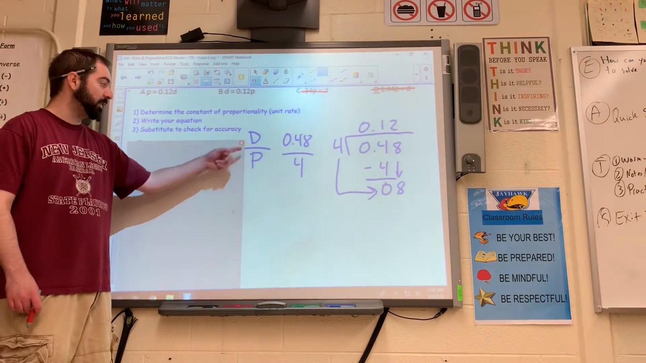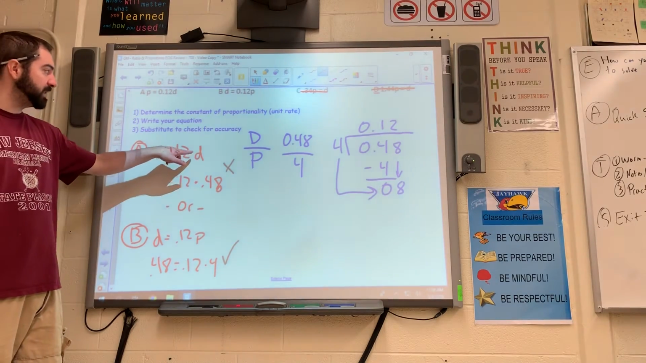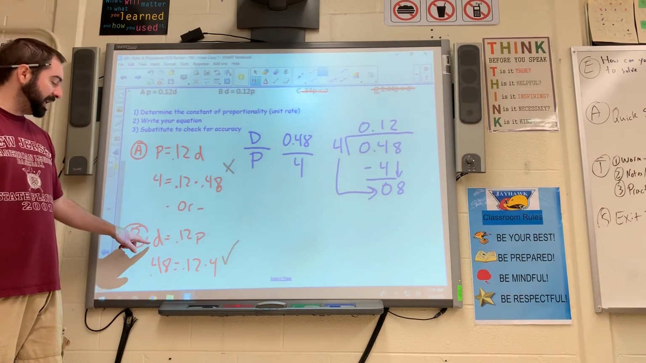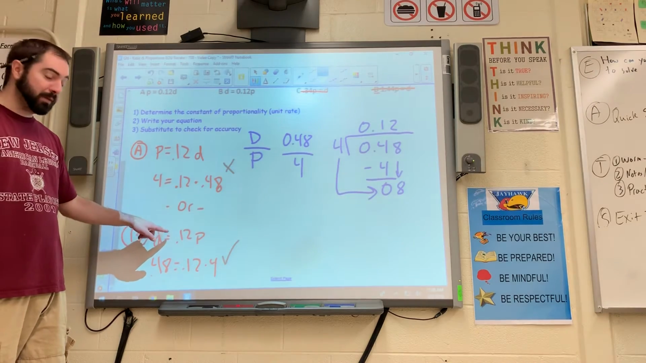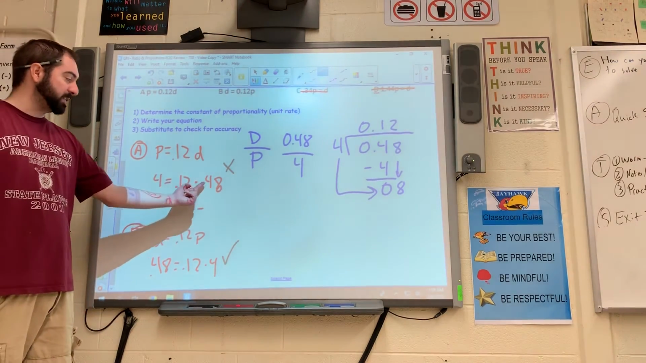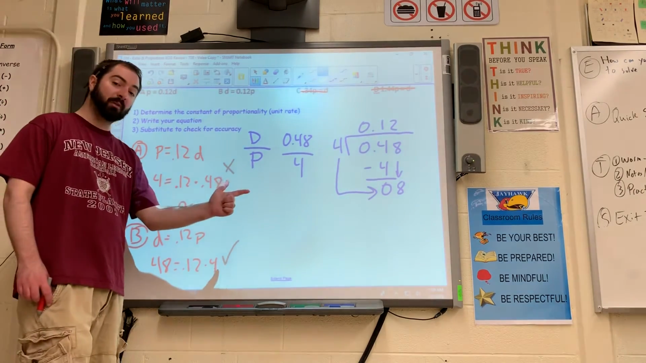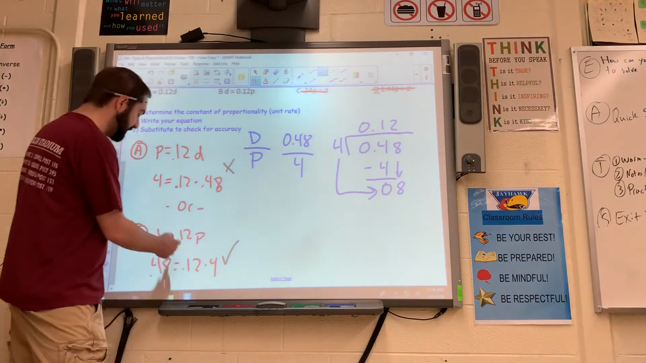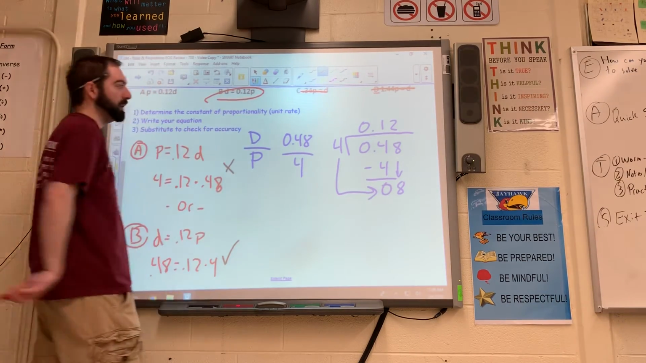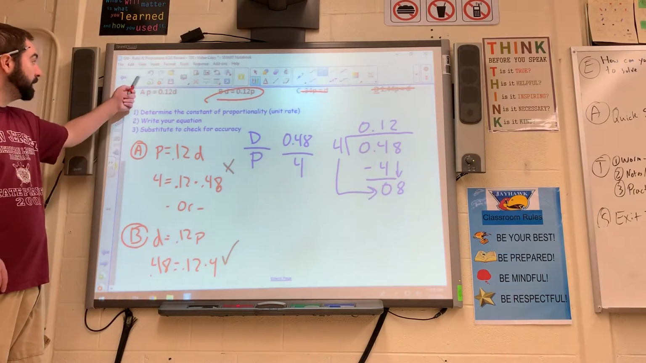So I've got to think to myself, which one is true? A says the pens are equal to 12 cents times the dollars. B says the opposite: the dollars is the same as 12 cents times the pens. 4 is not equal to 12 cents times 48 cents, but 12 cents times 4, 12, 24, 36, 48 cents is the correct answer. So answer choice B would correctly show everything needed for that problem.